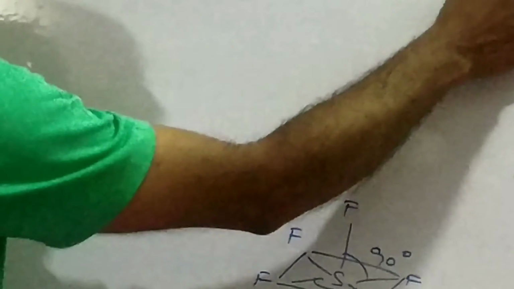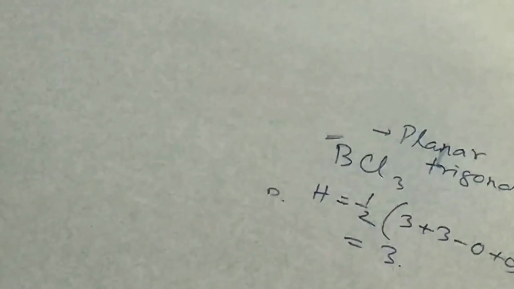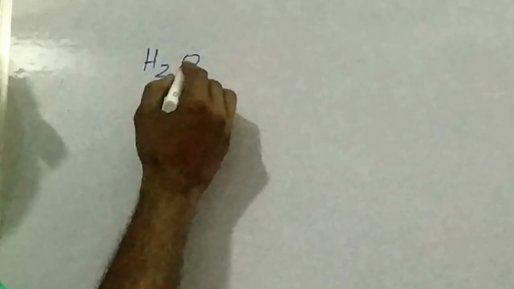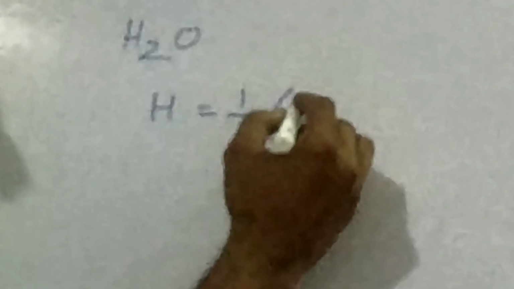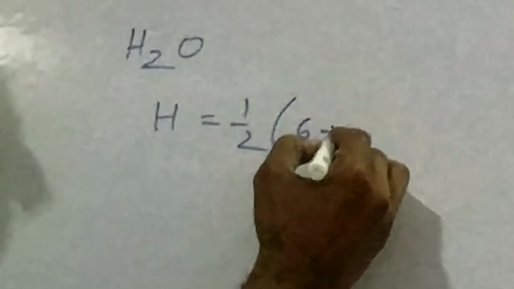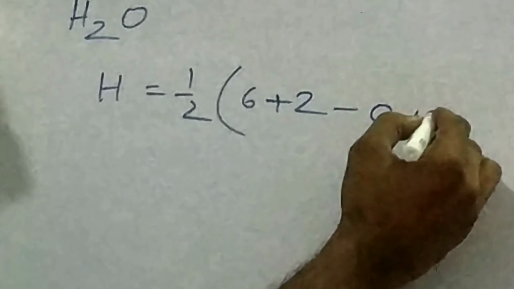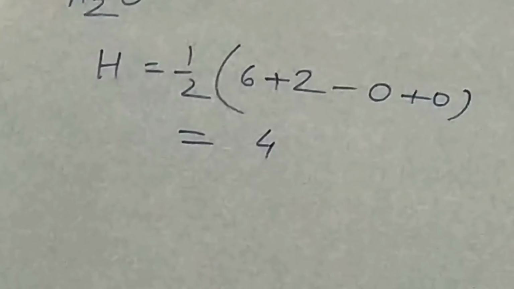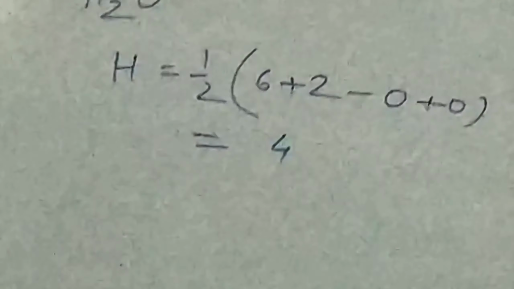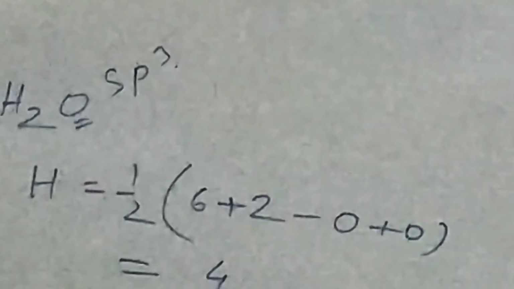Now, I'll give an example of another molecule. You see water, H2O. Oxygen is the central atom, therefore H equals half into the number of valence electrons in the oxygen atom, which is 6, plus there are 2 monovalent atoms, 2 hydrogen atoms, 2. There are no positive or negative charges. So the number of hybrid orbitals is 4. So there are 4 atomic orbitals combining with each other, out of which one is s and the other 3 are p orbitals. So here the oxygen atom is sp3 hybridized.